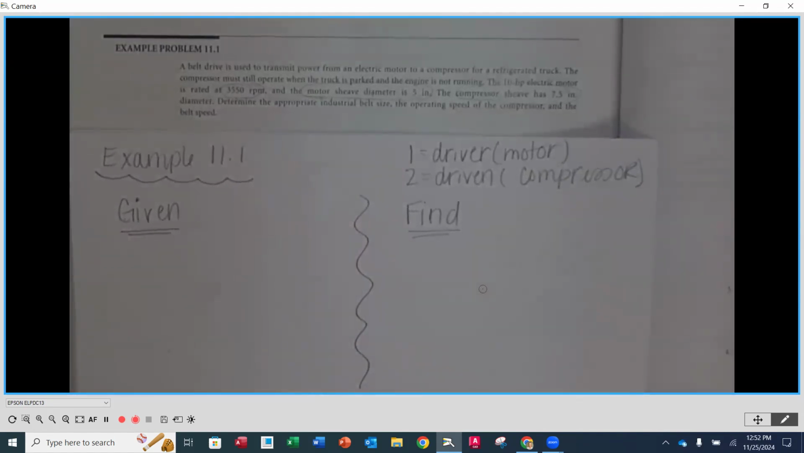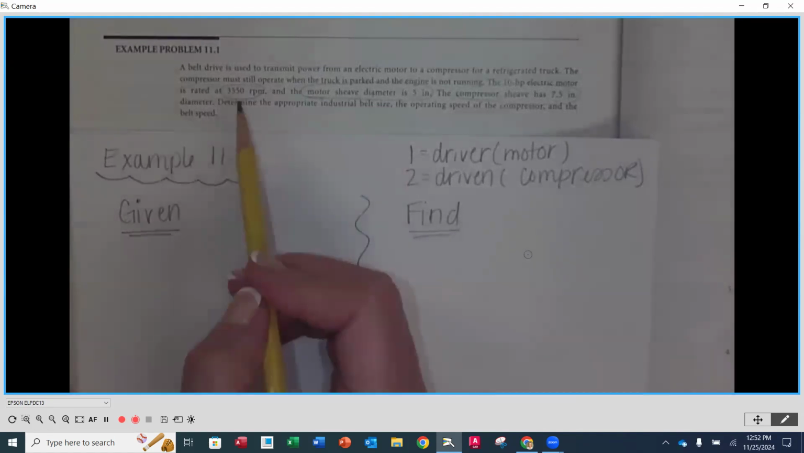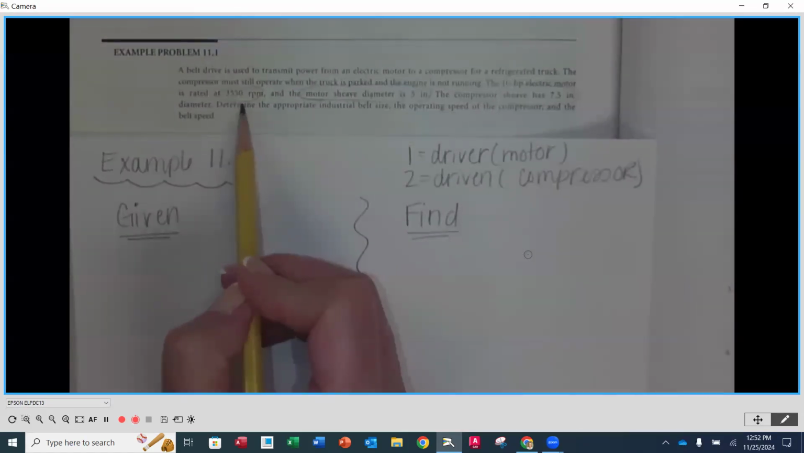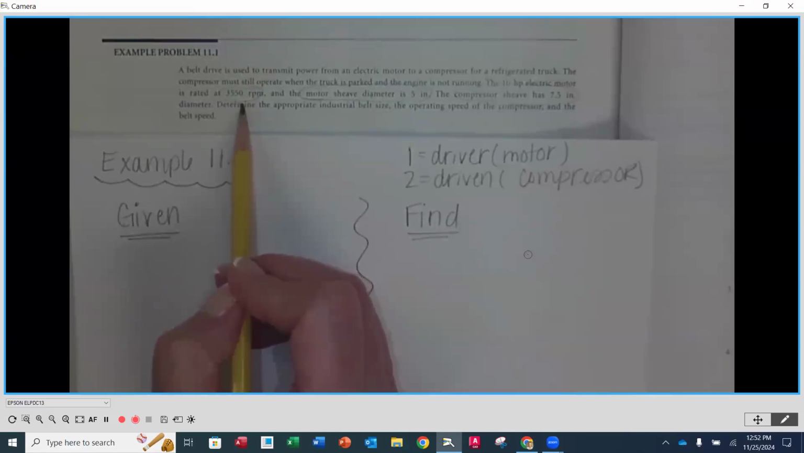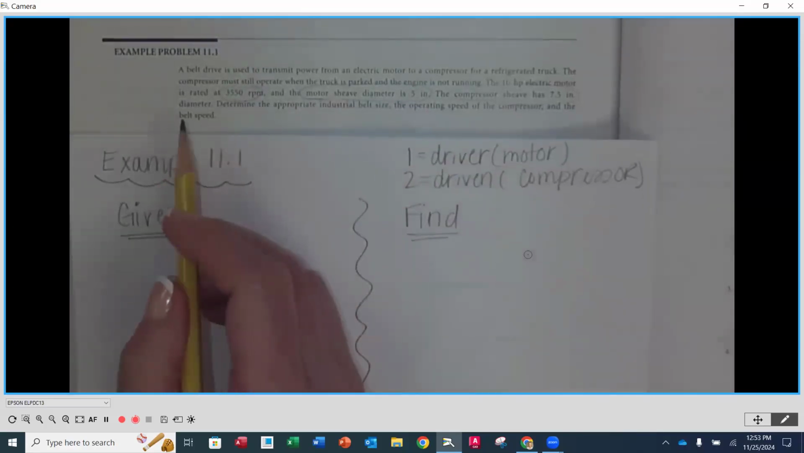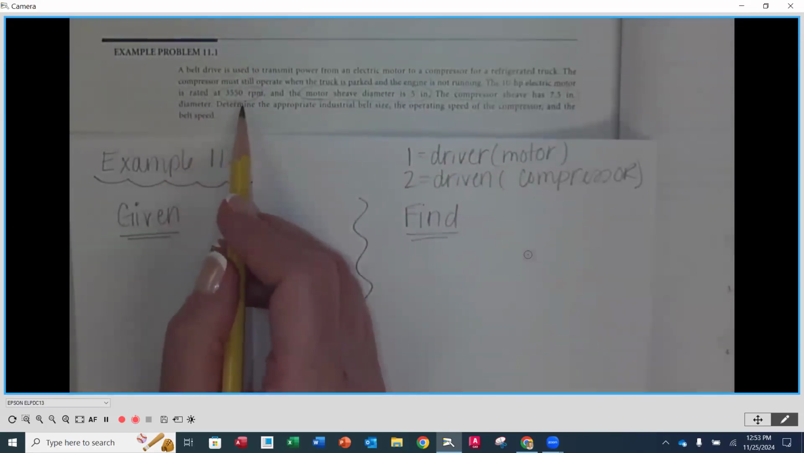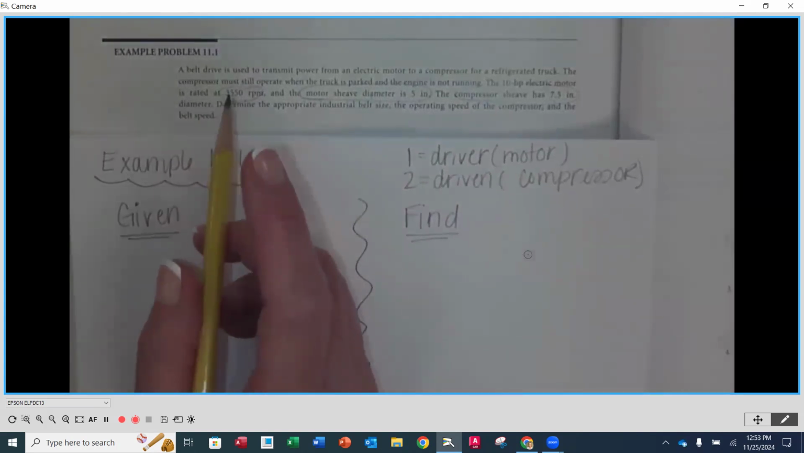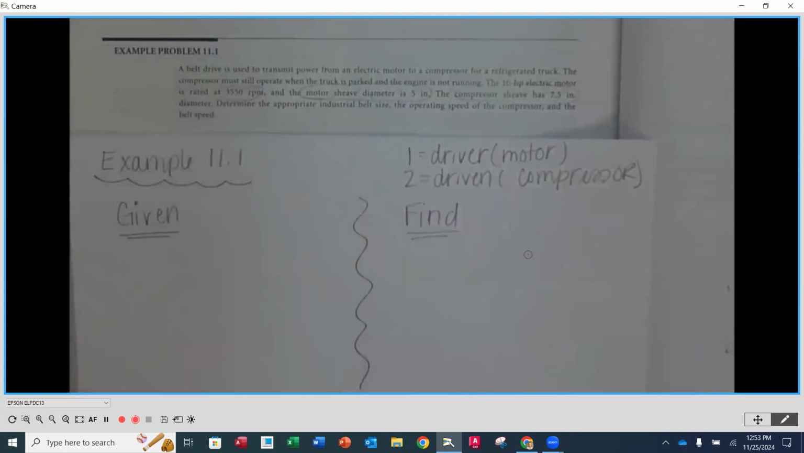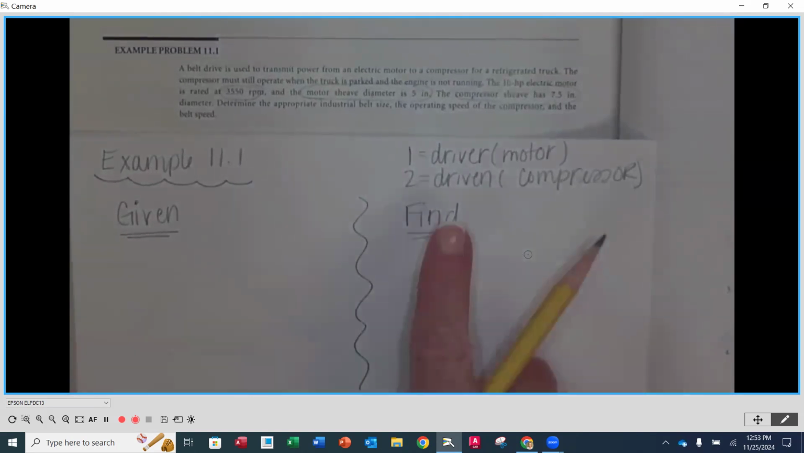Okay, as we look at the information that we're given here, okay? I have a couple things already circled, but if I look at the 3,500 RPMs, it says that we have a 10 horsepower electric motor rated at 3,500 RPMs. Now, one thing that you want to keep in mind, remember that our variables are tied to a number 1 and a number 2. So I just put a little note up here.